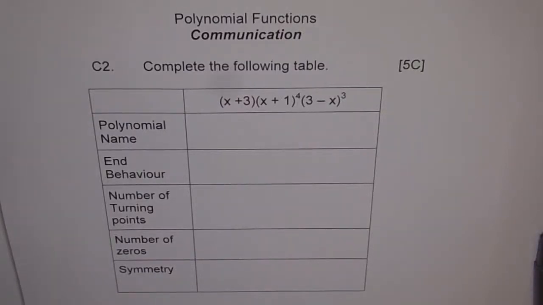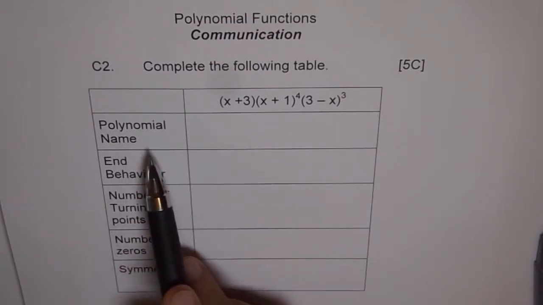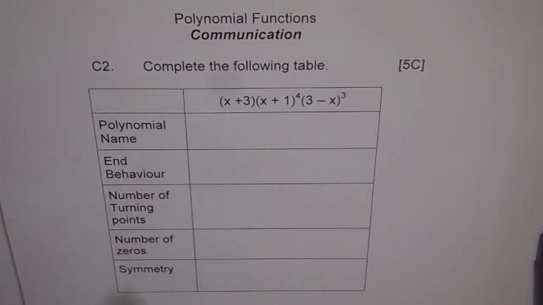Question C2. C is for communication. 5 marks question on polynomial functions. Well, here we have a polynomial in factored form, and you need to complete this table where we need to write down the name of the polynomial and behavior, number of turning points, number of zeros, and symmetry.